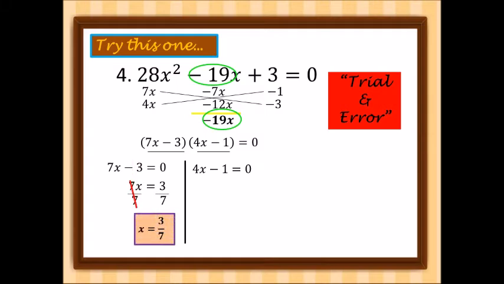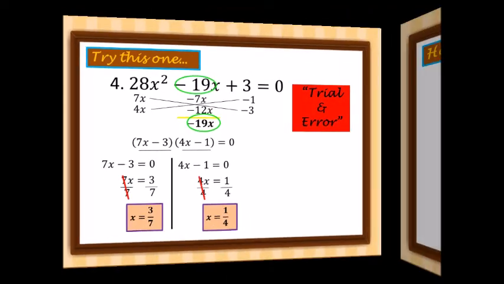On the right side, we have 4x is equal to 1. Divide everything by 4. Cancel the 4. x is equal to 1/4. So for number 4, we have 3 over 7 and 1 over 4.